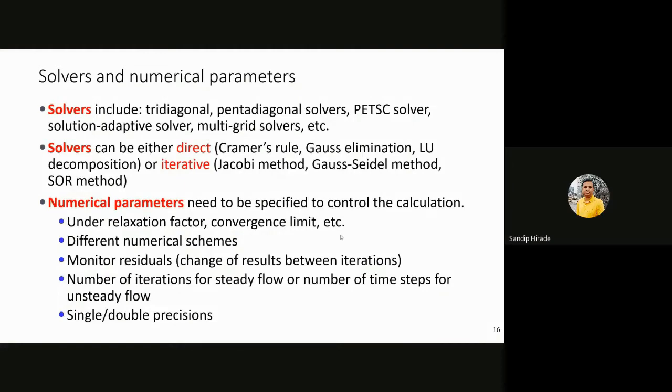And in order to get good convergence, we have different controls for the numerical parameters, which we call under relaxation factors. We define the convergence limit, then different numerical schemes like forward difference, backward difference, central difference. So these are the different numerical schemes we have to choose, and then you define your number of iterations for steady flow, or you define the time step for unsteady flow. So once we go through the actual solver, we will go through all this.